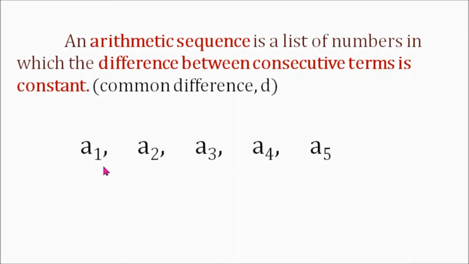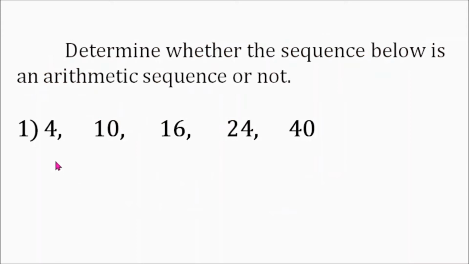For example, if we have a sub 1, a sub 2, a sub 3, a sub 4, and a sub 5 as the first 5 terms in an arithmetic sequence, this means the difference between a sub 2 and a sub 1 is equal to the difference between a sub 3 and a sub 2, and between a sub 4 and a sub 3, and between a sub 5 and a sub 4. So to understand what common difference means, we are going to do some examples.